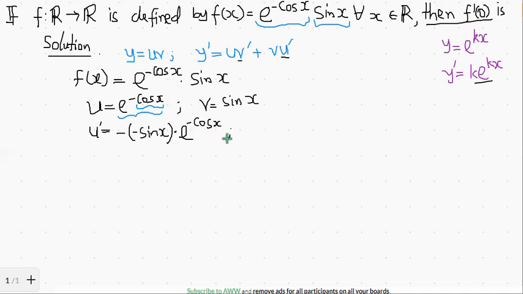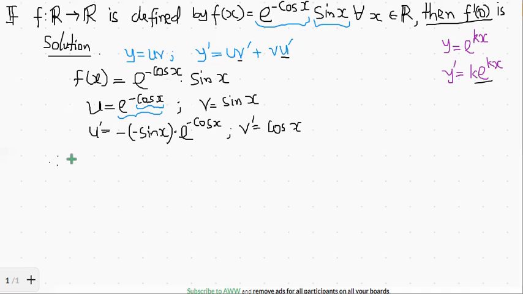So that is the derivative of u. Then the derivative of v with respect to x should be equal to cos x. This is a direct differentiation. When you differentiate sine x, you get cos x. So now, having done this, we are going back to substitute each of these derivatives and their initials back into the function.